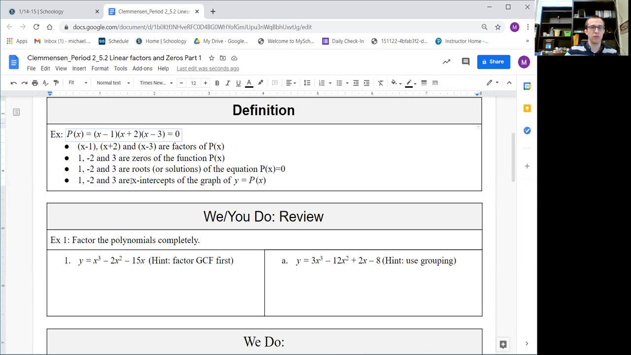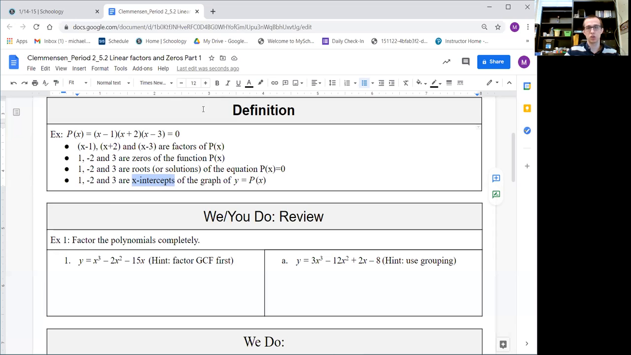And then finally, we have our x-intercepts, which we know what those are. They're where the graph hits the x-axis. So we have 3 different places where it hits the x-axis on this one. Now, a key thing to notice is that all 3 of these terms have the same answers. That's because these 3 vocab words are really talking about the same idea, where each one of these functions is at 0.